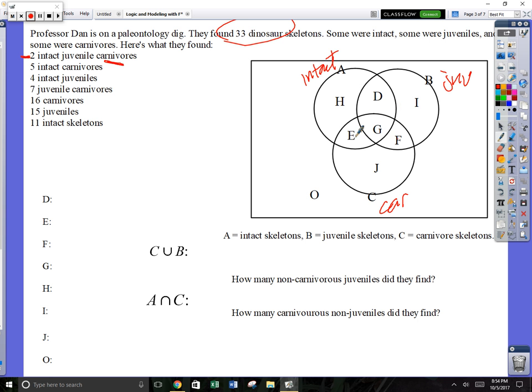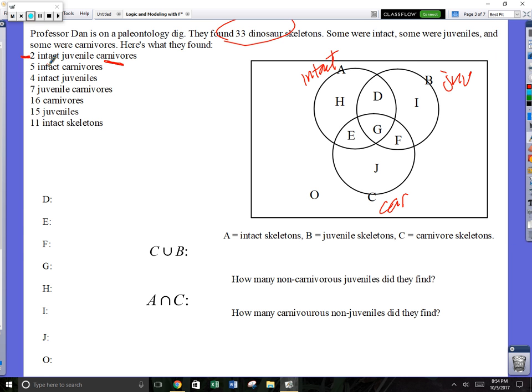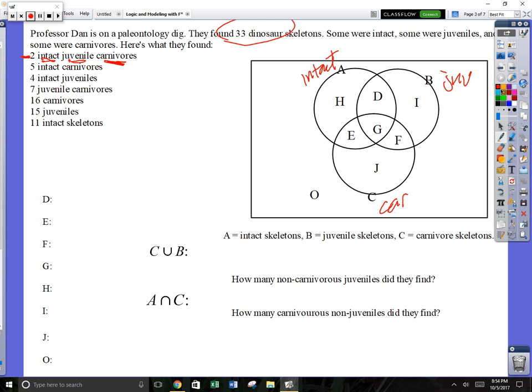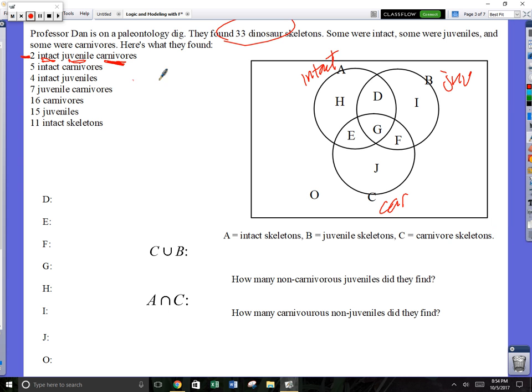So let's try this again. Alright, so there are 2 intact juvenile carnivores. I was just thinking intact juvenile dinosaurs. So this is referencing each of the 3 sets. So 2 intact juvenile carnivores. So it's going to be the intersection of each of the 3 sets, and that is region G right here. So there's got to be 2 in there. So they are intact, they're juvenile, and they're carnivores. So 2 goes into region G.